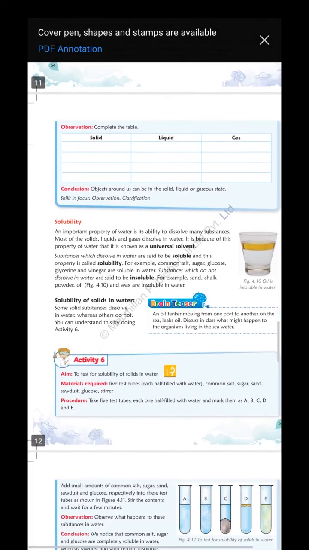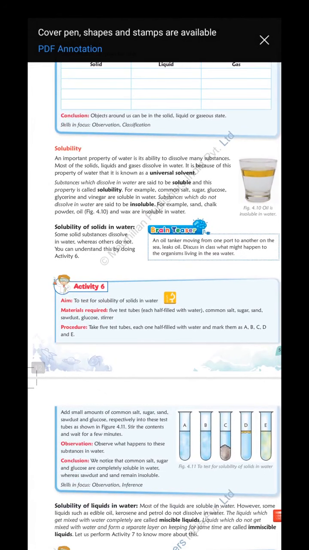And the next one is solubility. Some materials are easily soluble in water. If they dissolve completely, that is an aqueous solution. Yesterday also I told about that. Universal solvent means water. Most of the materials are soluble in water. So water is the universal solvent. And in the solubility of materials, some are insoluble, some are soluble.